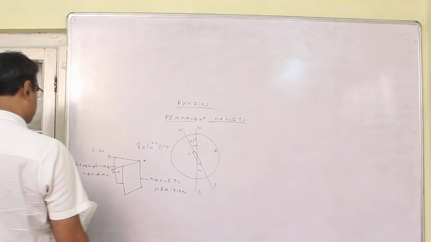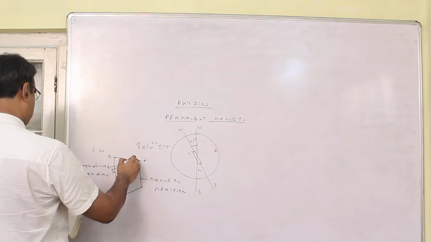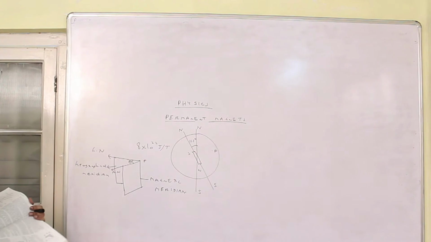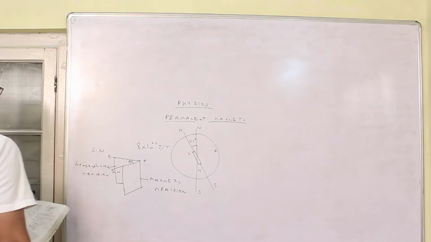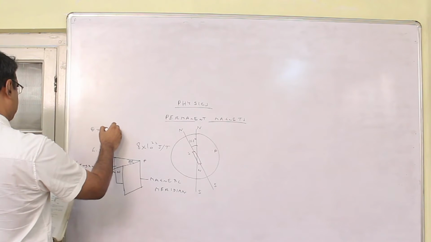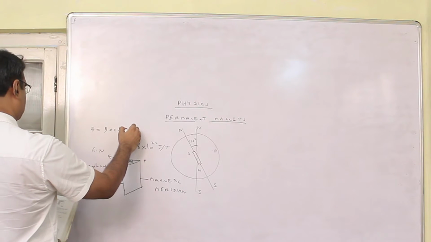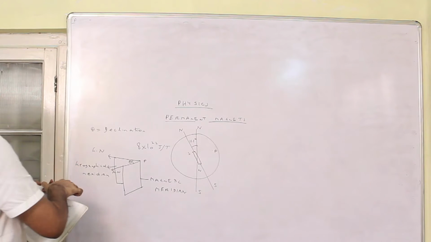Now you will notice that there is an angle between the two planes. This angle theta is the angle between the magnetic meridian and the geographic meridian. So theta is called the declination. Theta is known as the declination.